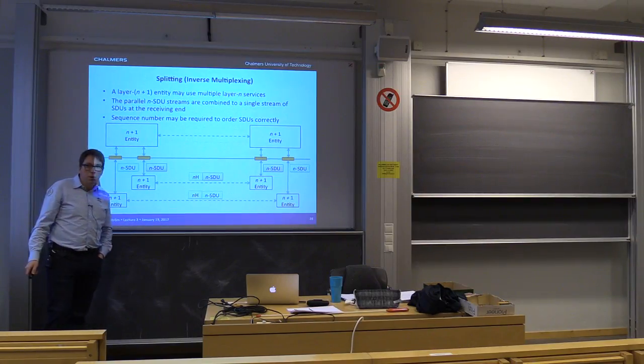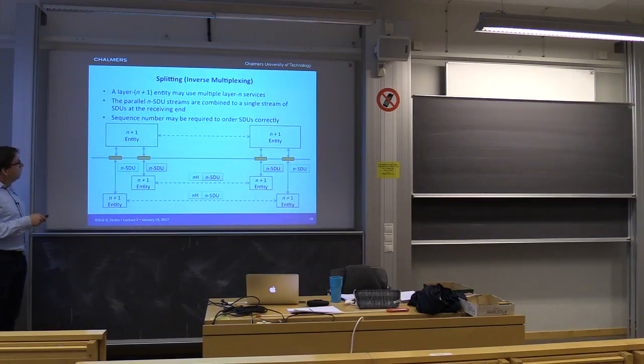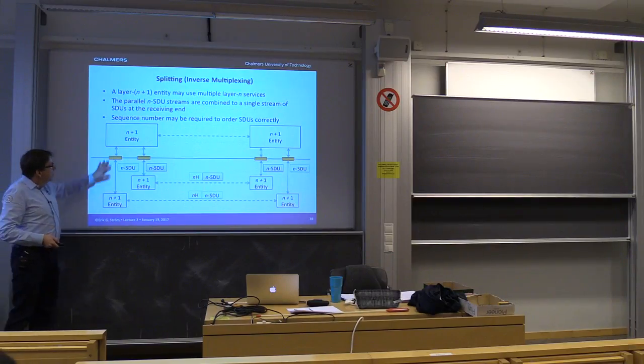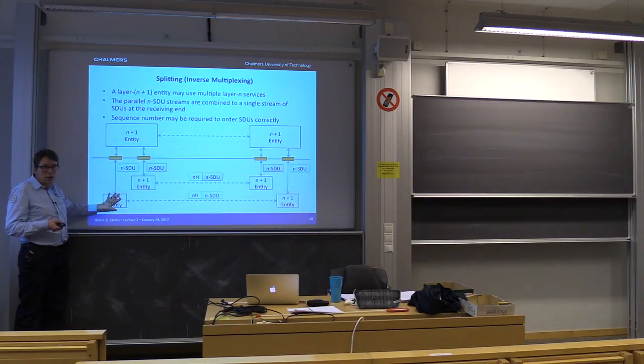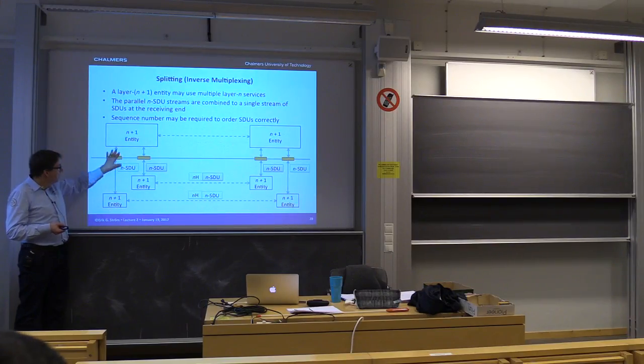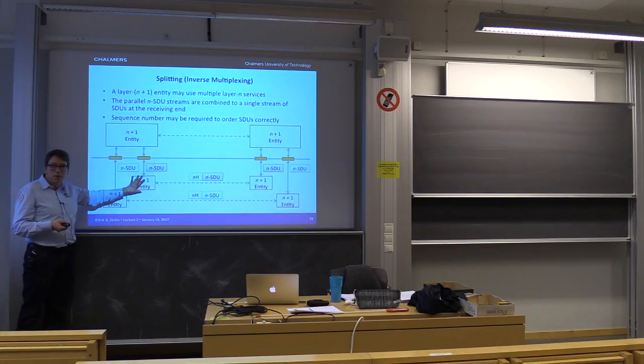Splitting, or inverse multiplexing, is the opposite. It is when a layer n plus one entity uses multiple layer n services. It might be that this entity has a need to transmit lots of data, and the speed of the lower layer is limited for some reason. If we have loads of data to transmit, it can take a very long time if it only uses one of these entities. So what it does is split its data over multiple entities.